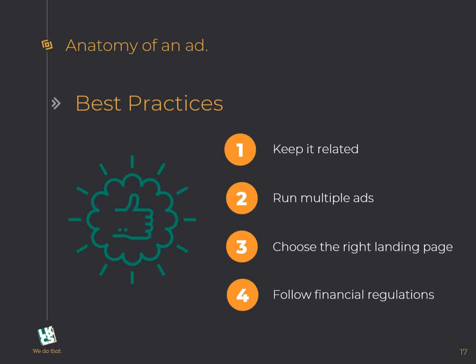So best practices. When you're writing your ad copy, let's keep these points in mind. First, keep it related. Ads should match with the keywords you're targeting. So if you want to show up for searches on auto loans, your ads better talk about auto loans. If you run multiple ads at once in your account, have at the minimum 2 or 3 versions of your ad running. You can see which ad copy performs the best and then create better ads based on that information.